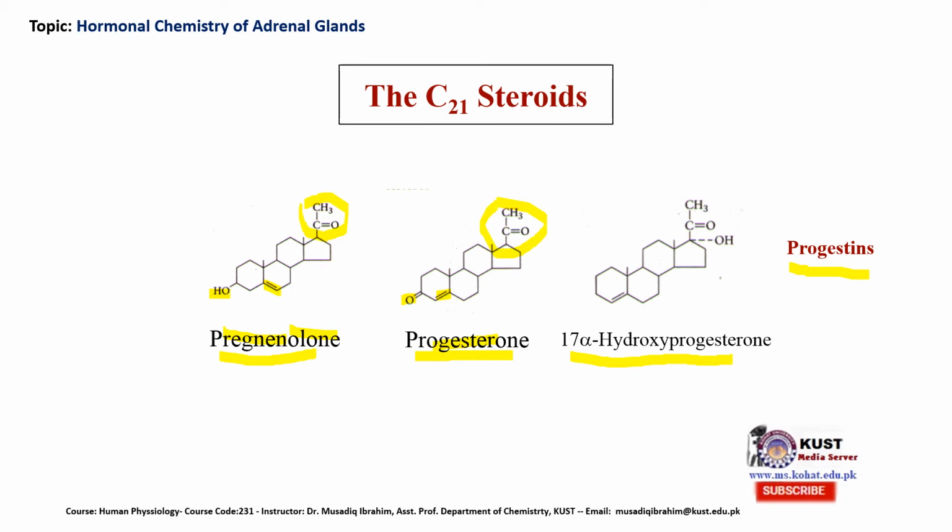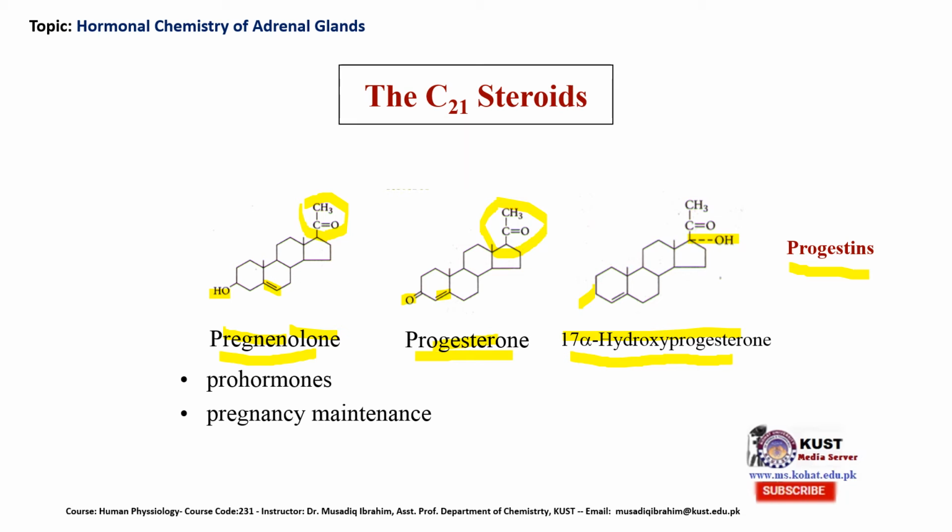Now looking at the structure of 17-alpha hydroxyprogesterone, you don't have any hydroxyl or double bonded oxygen present at carbon number 3, but you have an additional hydroxyl group present at the 5-membered carbon ring. Now these are also known as prohormones because they perform their function as well as they are further converted into other structures which are also hormonal structures, and they perform other functions.